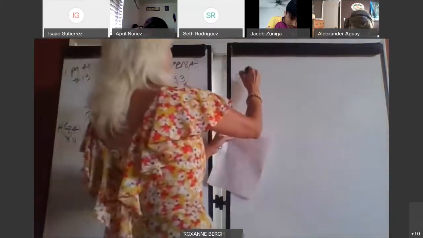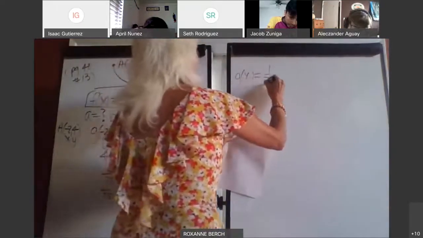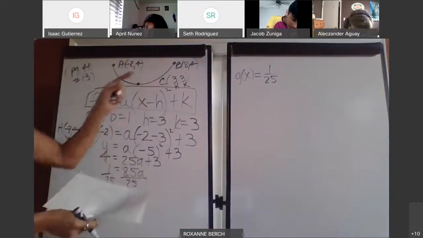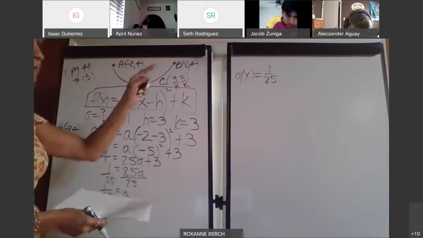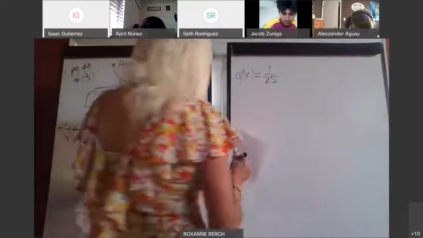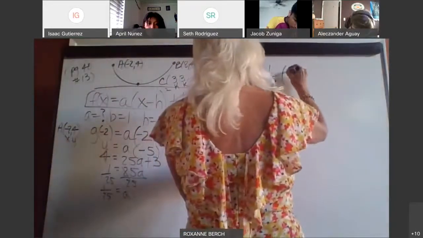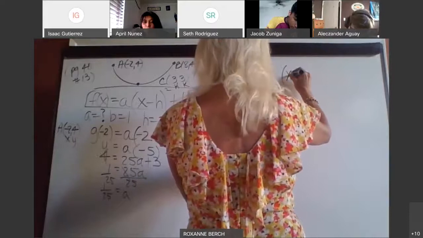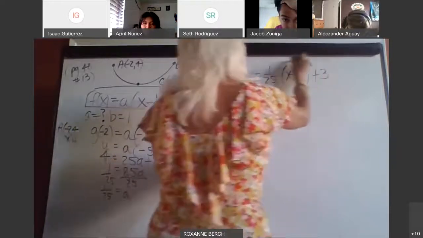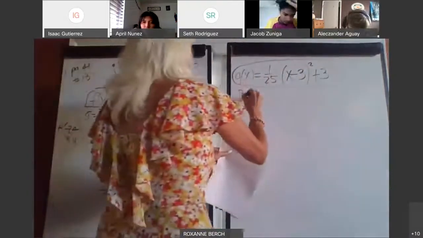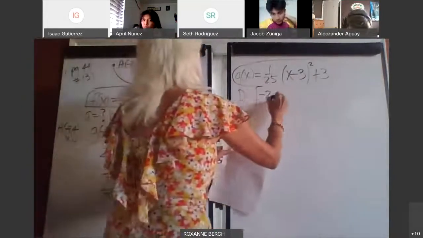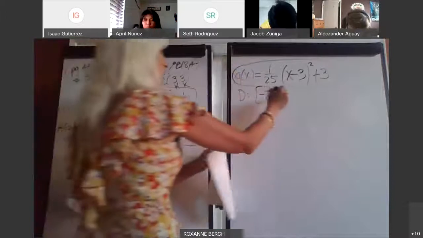So your new function then would be 1/25. It's positive, so there's no reflection. It's a vertical stretch. Sorry, vertical compression by 1/25. And this would be what? x minus 3 quantity squared plus 3. So there's your function. The domain would be to the far left, -2. And it goes all the way to the right, which is 4.